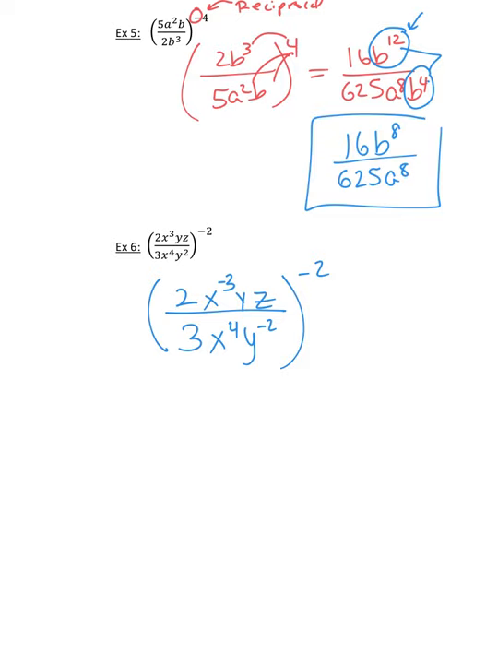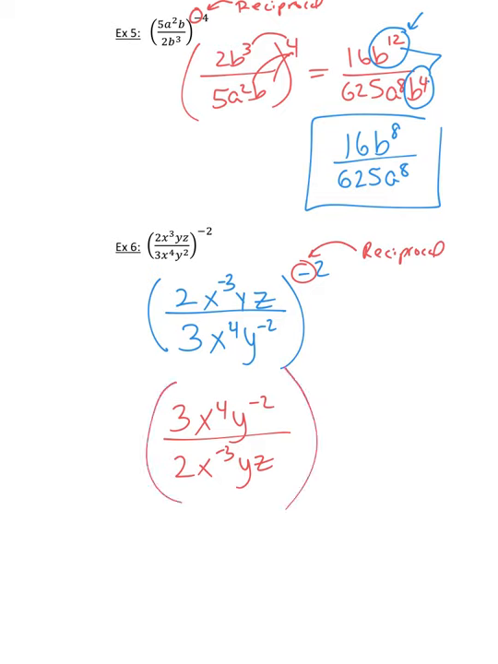So I just want to show you that when you have an example like this, you're going to take this negative exponent again, you're going to start there and take its reciprocal. When you flip this fraction, all the negative exponents stay negative. So 3x to the fourth y to the negative second flips up, and 2x to the negative third yz flips down. You don't change any of those exponents because all you've done is just flipped it and kept everything the way it was.